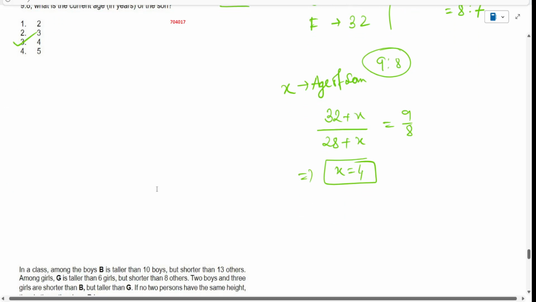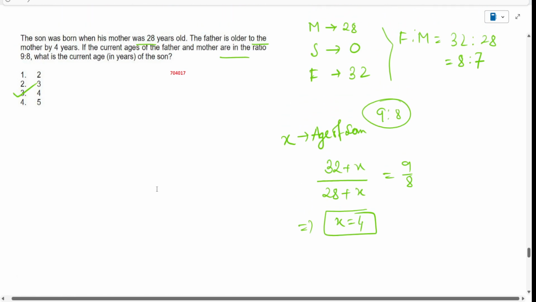Next question. Also by putting the option you can do it. If x is 4, then 36 by 32, 9 is to 8.